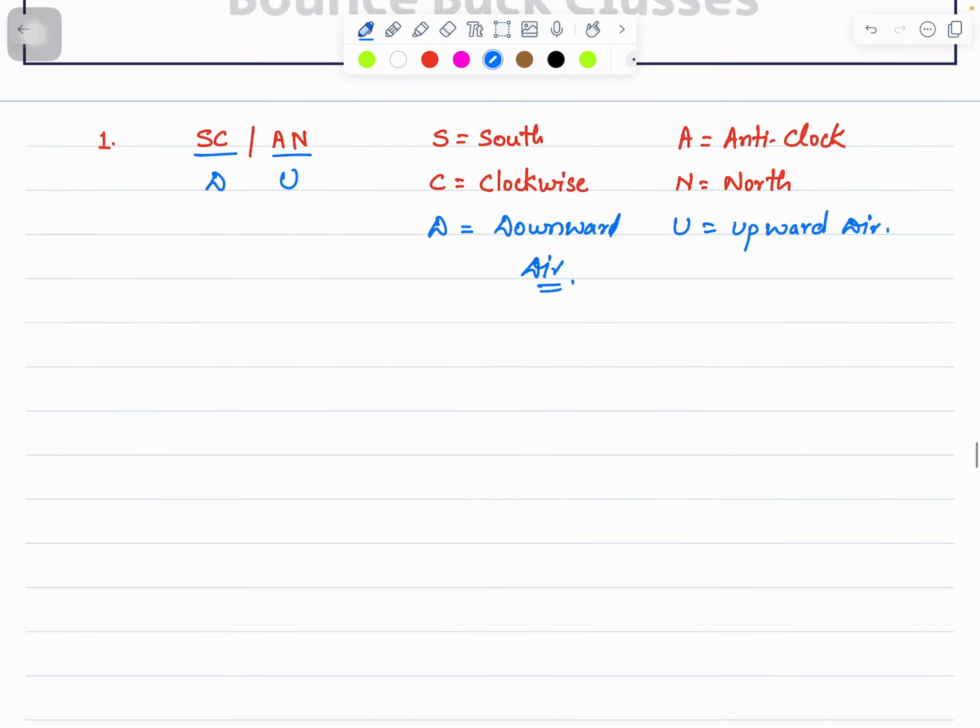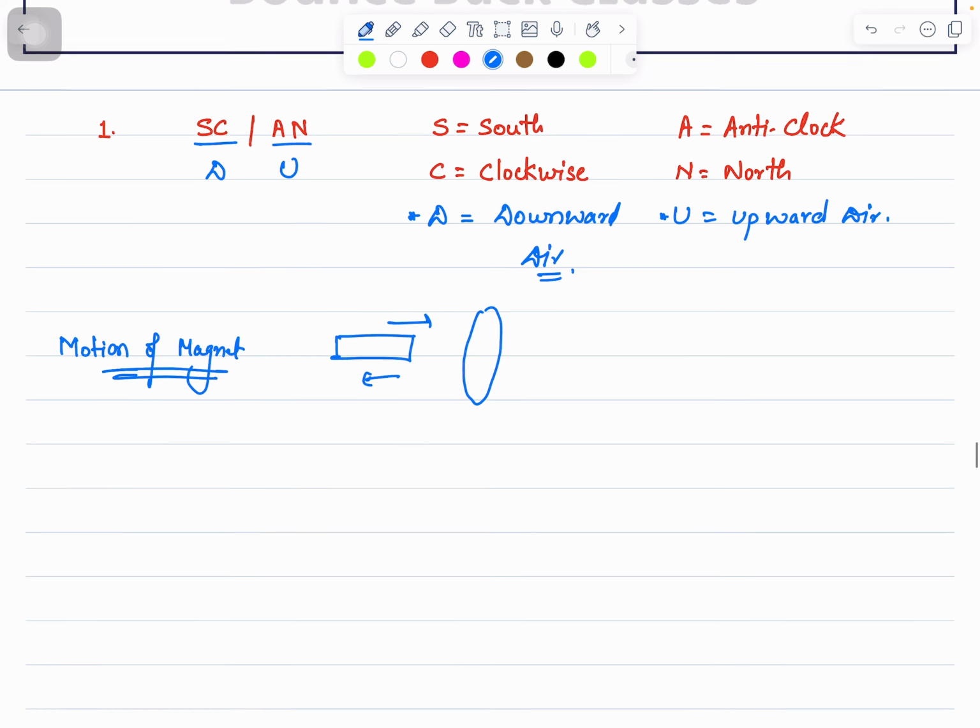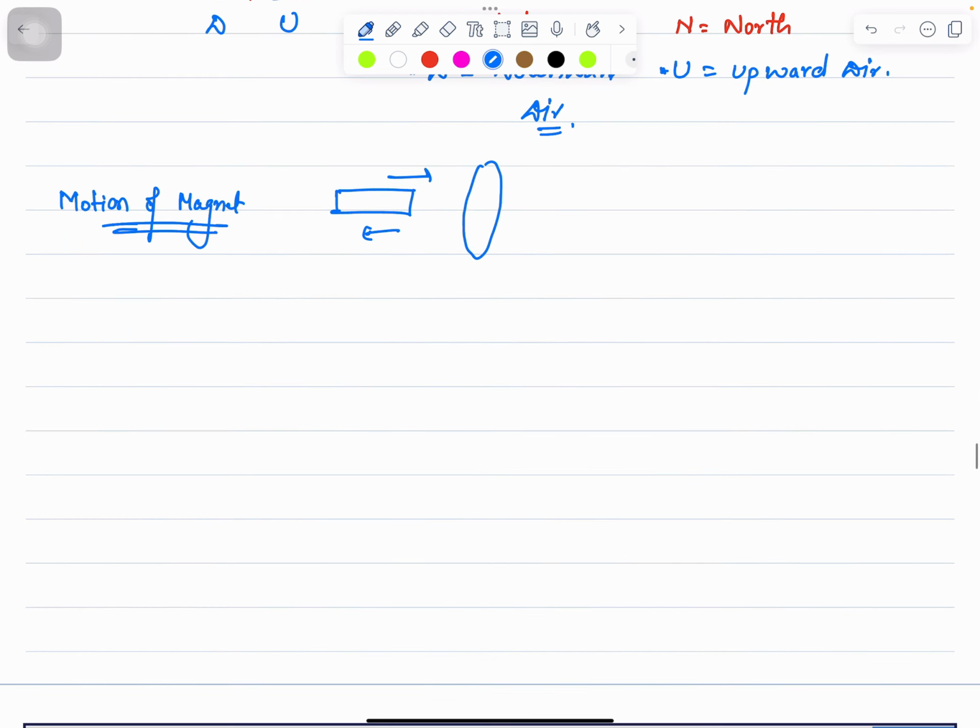Now I'm going to teach the downward and upward part. Guys, till now we learned about the motion of the magnet. In the previous videos, we learned that this is the magnet, and it is moving this side or that side. So what is the impact on the circuit? Yes or no? But now the question has changed. Now I'm going to tell you something new.